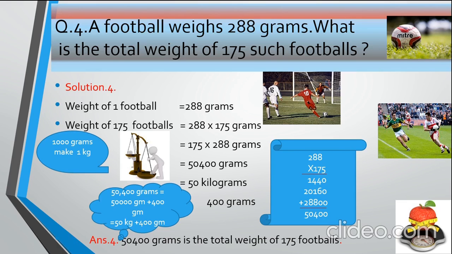Since it is a bigger number for grams, you can convert it into kilograms. Gram is a smaller unit, kilogram a bigger unit. So divide by 1000, because 1 kilogram has 1000 grams. So 50,400 grams will give you 50,000 grams and 400 grams, or 50 kg and 400 grams. Now the total weight of 175 footballs is 50,400 grams or 50 kg and 400 grams.